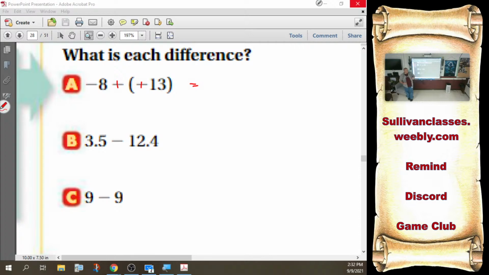5. And I know my answer will be positive because 13 had more weight to it. 3.5 minus 12.4. I don't really subtract 12.4. I add the opposite.